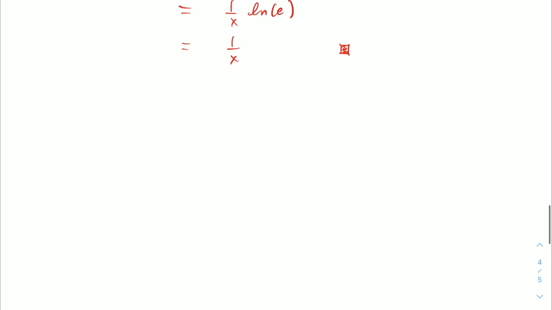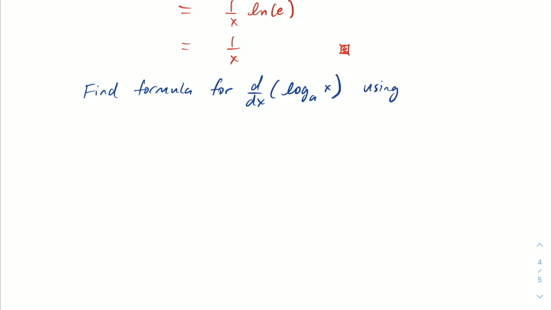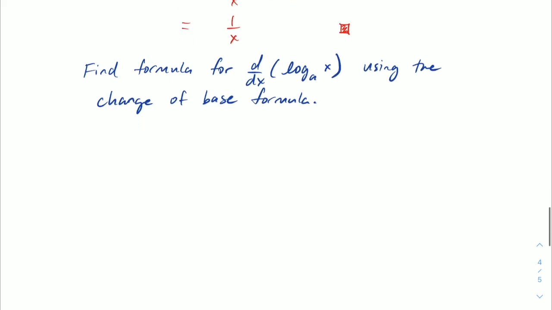Okay, so I want to do one more thing here. I want to find the formula for the derivative of log base a of x using the change of base formula. Okay, so let me remind you the change of base formula. So I'm going to take the derivative of this log base a of x, and the change of base formula says that the log base a of x is the natural log of x over the natural log of a.